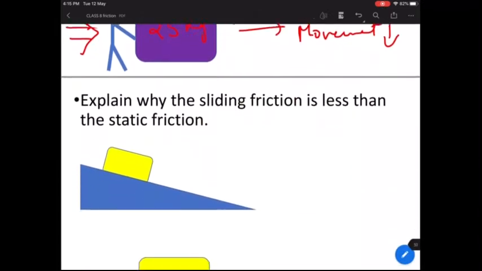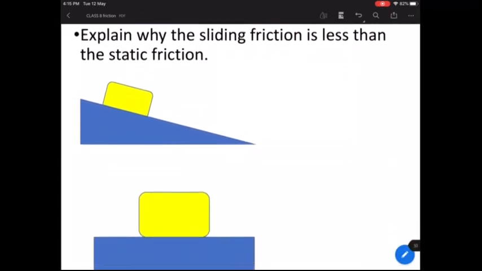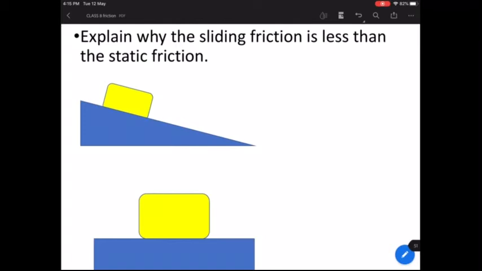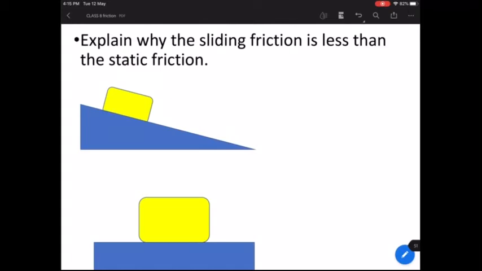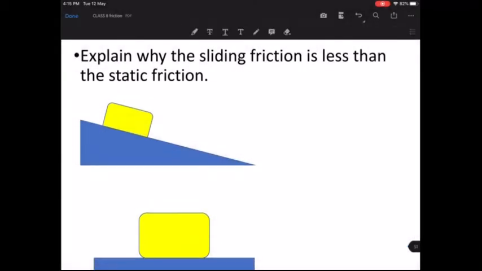Okay. Next, explain why the sliding friction is less than the static friction. Now, what did we learn in the chapter while discussing? Vanshika is saying because her box is heavy. Yes, because the box is heavy. Very good. So let's move to this question. Explain why the sliding friction is less than the static friction. So you all know that sliding is less, but why?